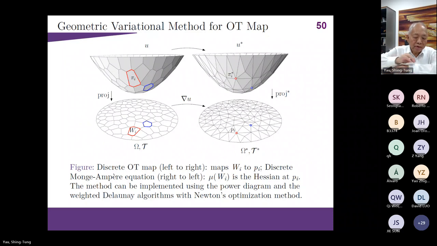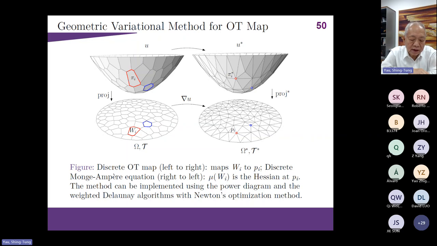So here we visualize the computational framework. The top left shows the Brenier potential, equivalently the Alexandrov polyhedron. The top right shows the Legendre dual of the Brenier potential. The lower left shows the cell decomposition of the disk. Each cell is mapped to a vertex of the planar triangulation on the right, lower right.